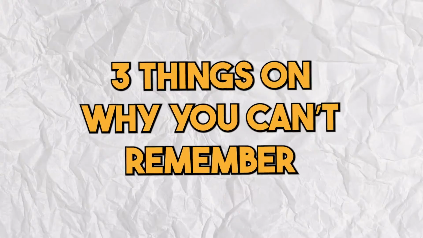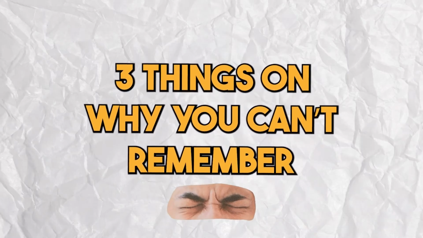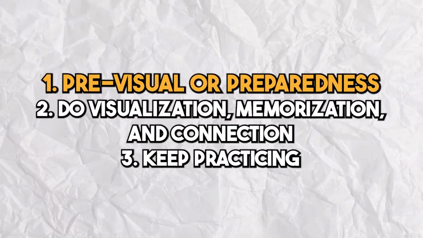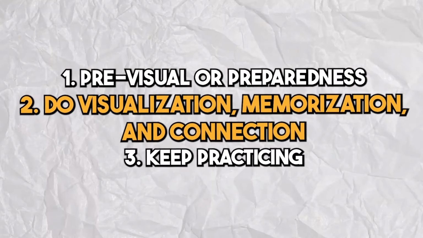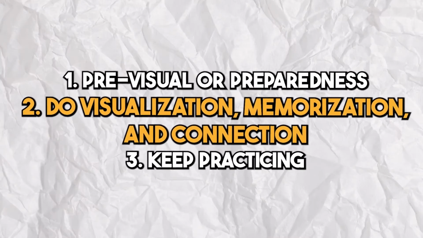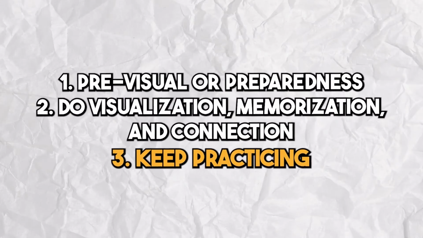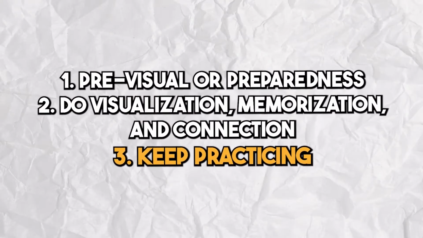So there we go, three things on why you can't remember and what you need to do to remember. Number one is the pre-visual preparedness. Number two is doing the actual visualization, memorization and connection. And number three is to just keep going and practicing, so you can sustain that ability as well.